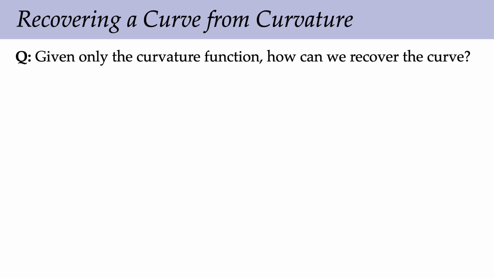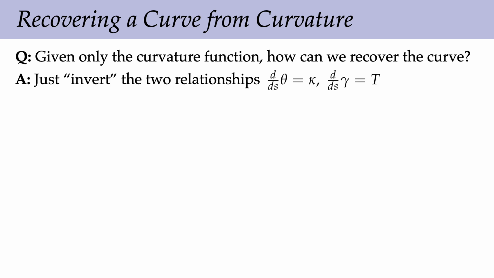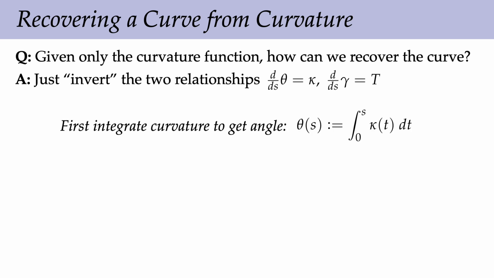Well, what we kind of want to do is sort of invert the two relationships that say curvature is the derivative of the angle of the curve, the angle made by the tangent, and the tangent is in turn the derivative of the curve itself. So what's the opposite of differentiation? It's integration. So we could say that the angle at any point s along the curve is, well, we just integrate from 0 to s the total curvature over that interval.